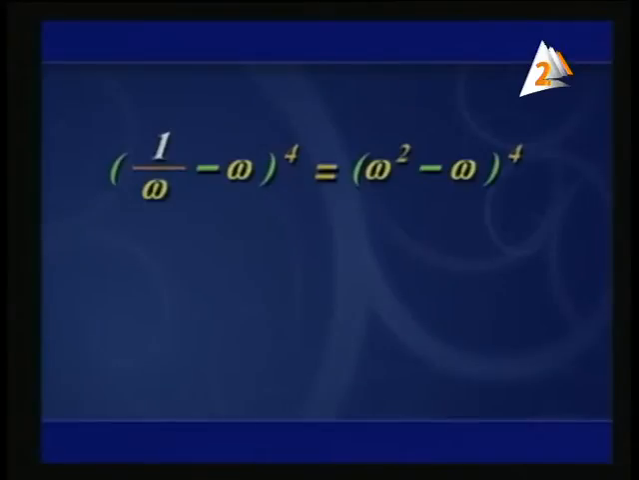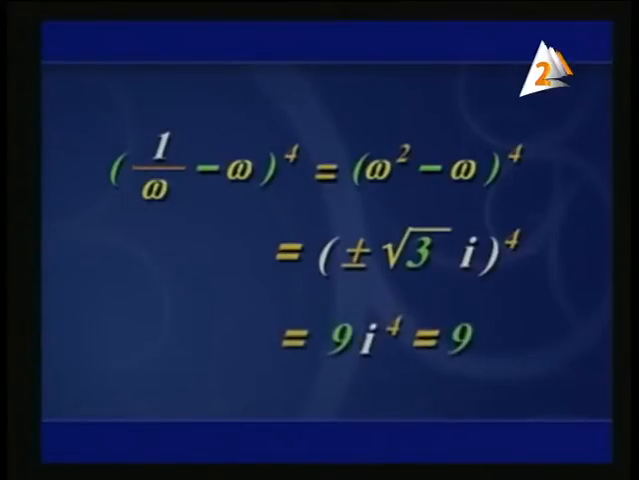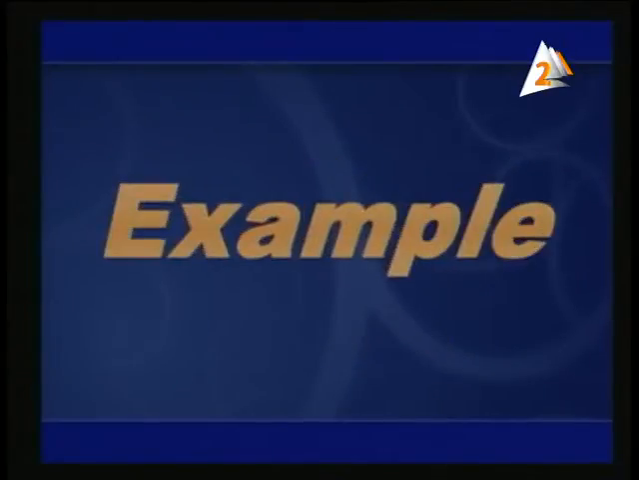equals (1 over omega minus omega) all to the power 4 equals (omega squared minus omega) all to the power 4 equals (omega squared minus omega), which is positive or negative root 3 i, to the power 4 equals 9 i to the power 4 equals 9, because we all know that i to the power 4 equals i squared times i squared, which means 1. Now, dear students, let's go to another example.